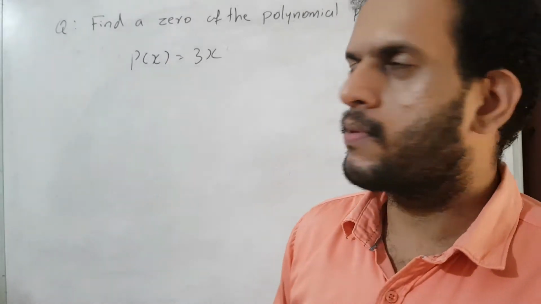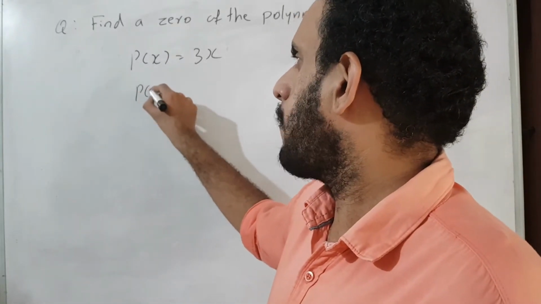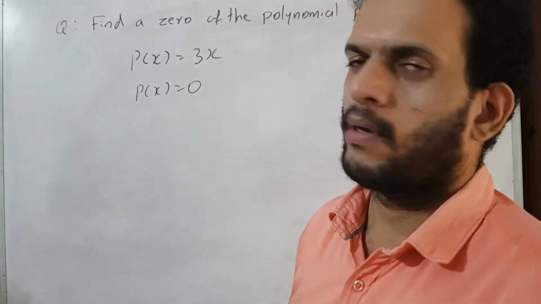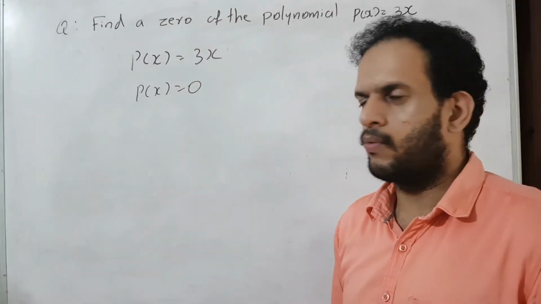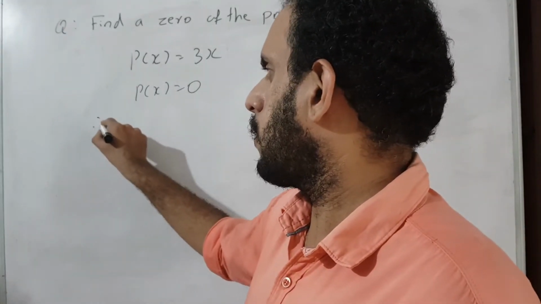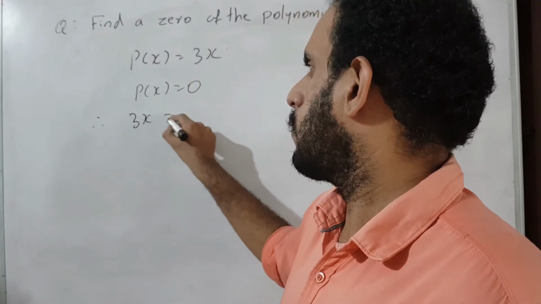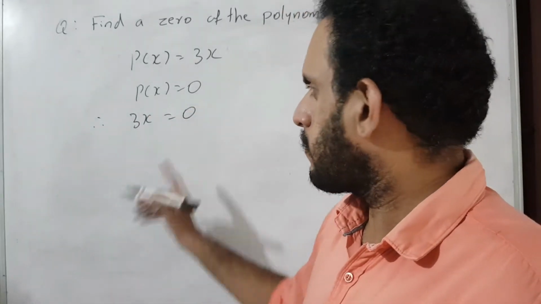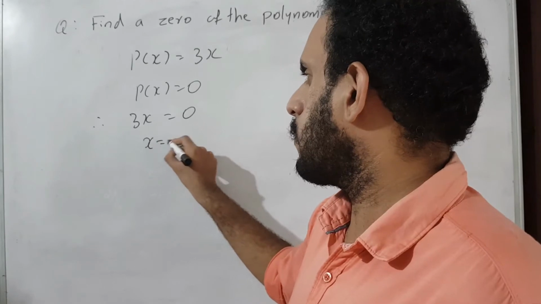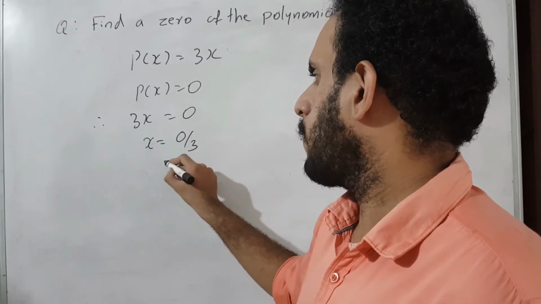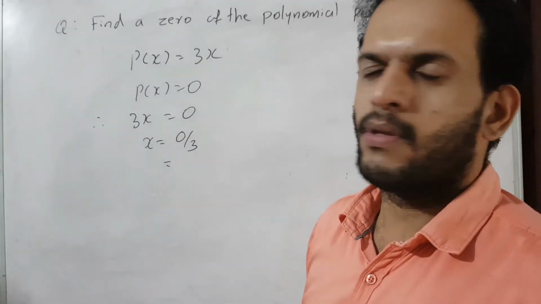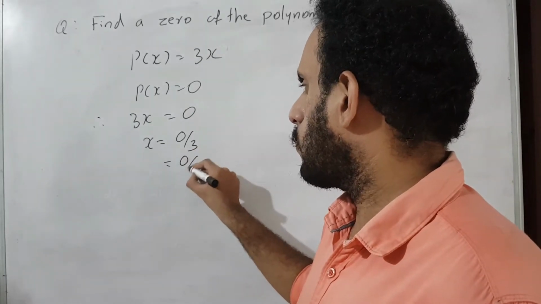So what is our first step? We take p of x is equal to 0. Correct? P of x is equal to 0 means therefore 3x is equal to 0. 3x is equal to 0 means what is x? X is equal to 0 by 3. What is 0 by 3? 0 by 3 is equal to 0.